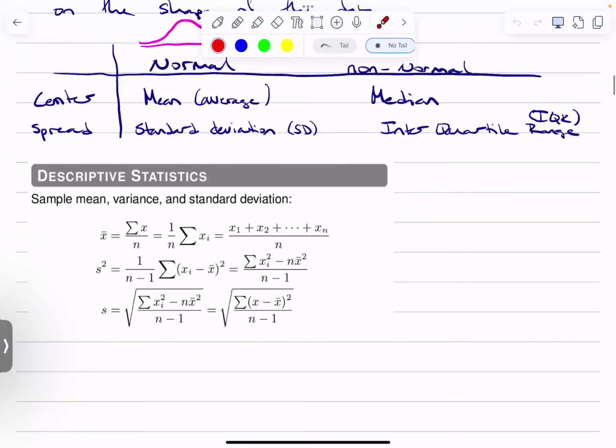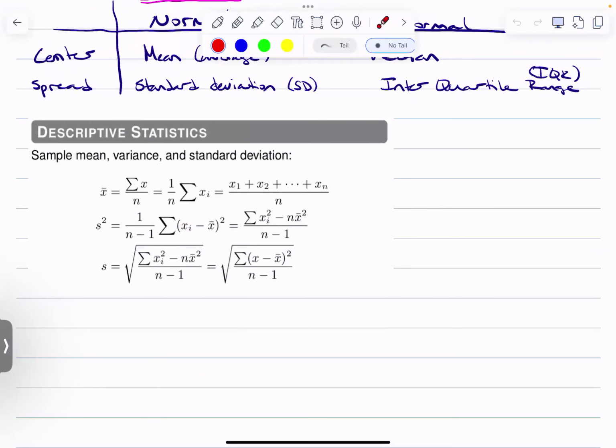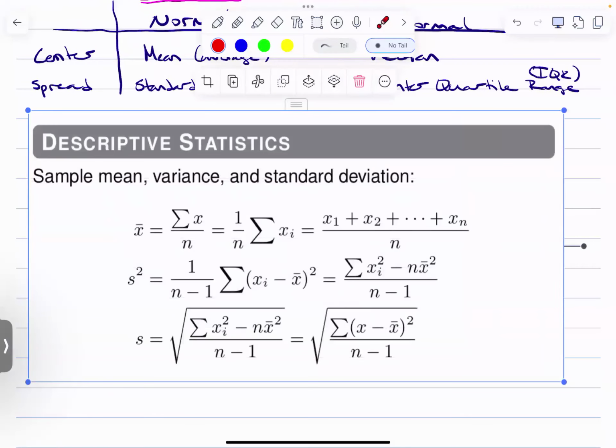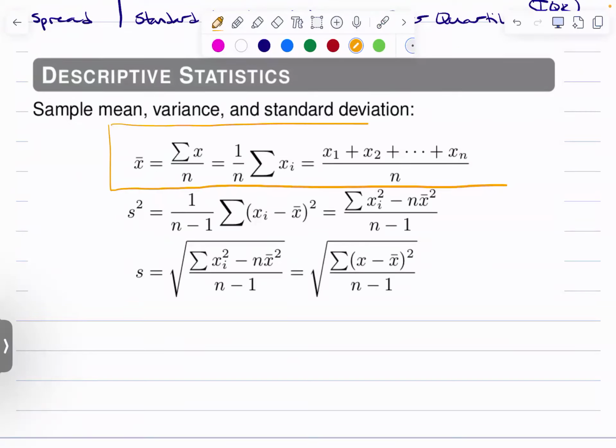In fact, here is the first part of your formula sheet. Now this looks like a lot, and I guess it is. But this is review from last week. I'll still talk about it.